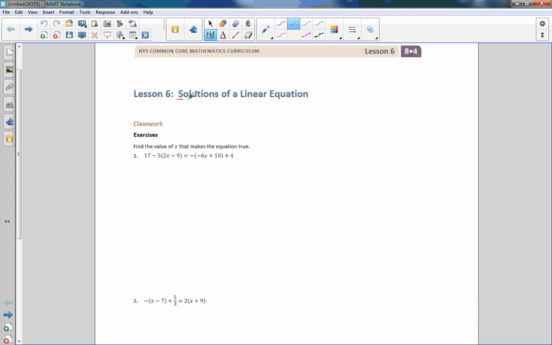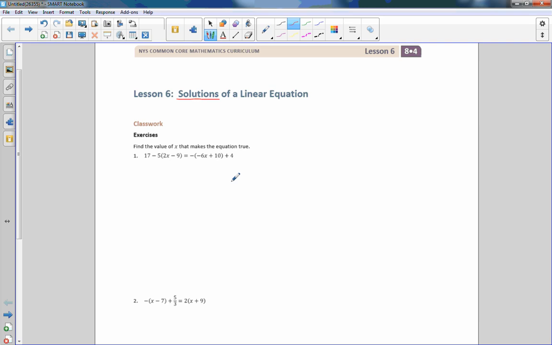So now we're going to take linear equations and find the solutions to them. So the first one says exercise: find the value of x that makes the equation true. We have a lot going on here. We have 17 minus 5 times the quantity 2x minus 9 equals a negative quantity, negative 6x plus 10, plus 4. That looks overwhelming at first, but just like anything else, you take it one step at a time.